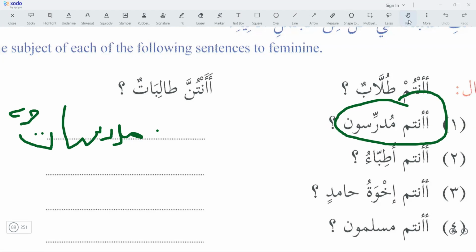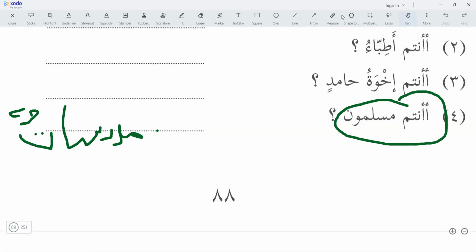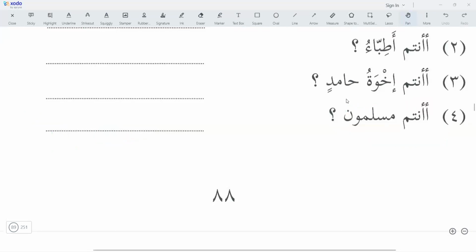Antum ikhwatu Hamidin. Do you have brothers, Hamid? Antum ikhwatu Hamidin. Are you brothers of Hamid? Antunna akhwatu Hamidin. Are you sisters of Hamid? Okay. Antum muslimuna. Are you Muslims? Antunna muslimatun. Are you Muslim women?